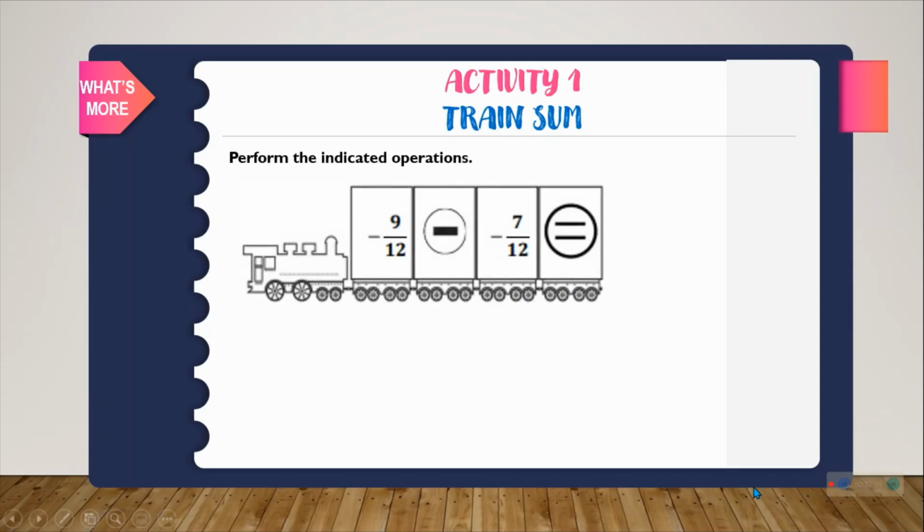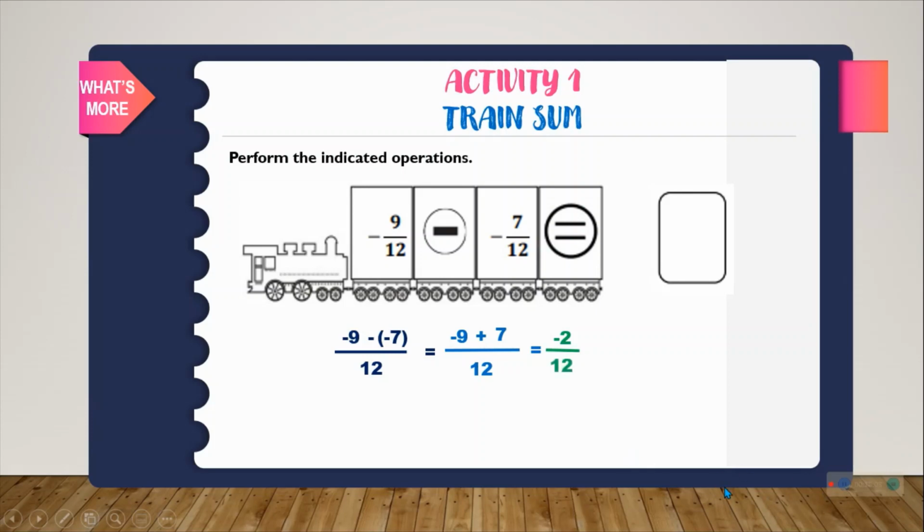Next. So, next train, negative 9 over 12 minus negative 7 over 12. So, negative 9 minus negative 7. Then, copy the denominator. So, negative 9 plus 7. So, keep, change, change. So, magkaiba ngayon sila ng sign. Then, copy the denominator. So, we will subtract. Negative 9 minus 7, that is 2. And then, kunin natin yung pinakamarami, which is negative. So, that is negative 2 over 12.